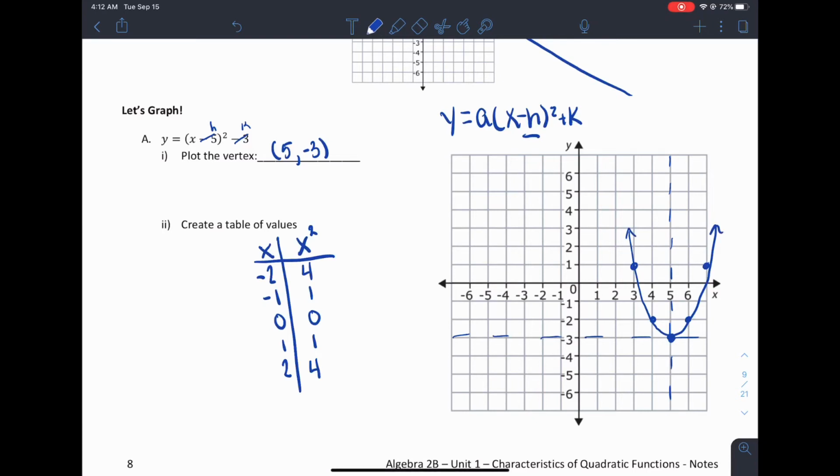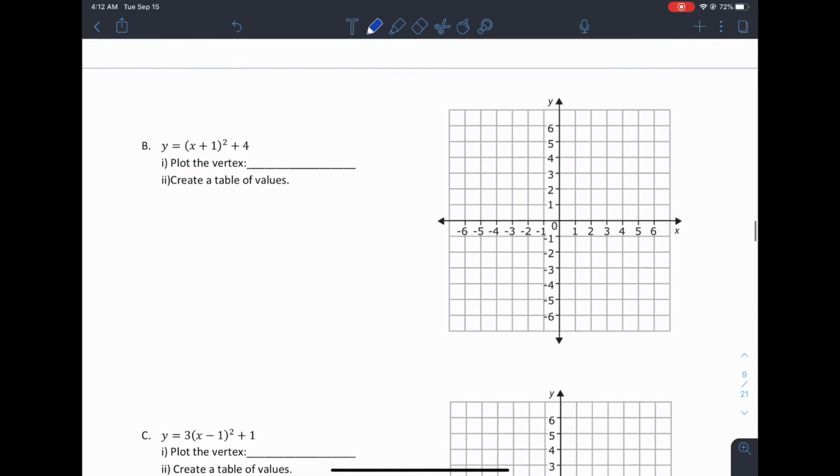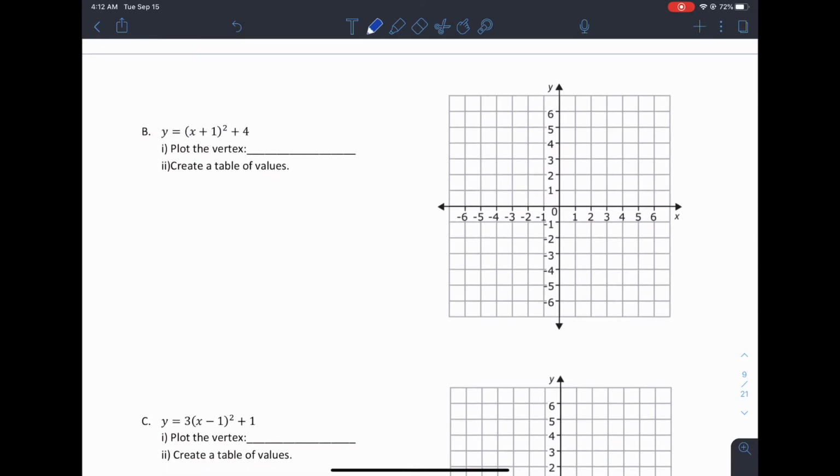All right, let's try that again. All right, x plus 1 squared plus 4. All right, my vertex, negative 1, comma 4. Remember, this is left 1, up 4, because the h value is always the opposite of what you think. I've taken care of those numbers. I've used them. So now I just have the x squared again. So I have x and x squared.